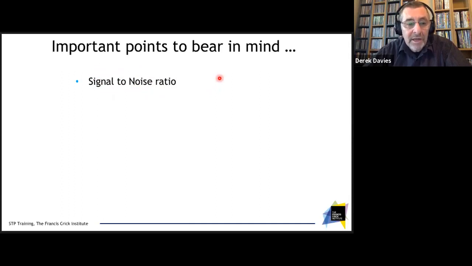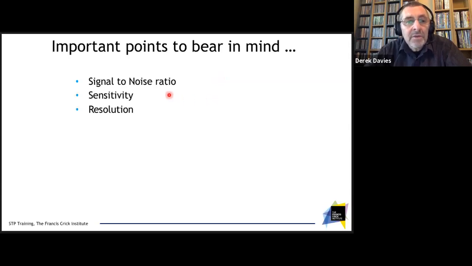Whereas if I'm doing a multicolour experiment, that noise also comes from spillover of other fluorochromes in the system. So my signal to noise ratio is always going to be worse the more fluorochromes I add. And that's going to affect these two things.